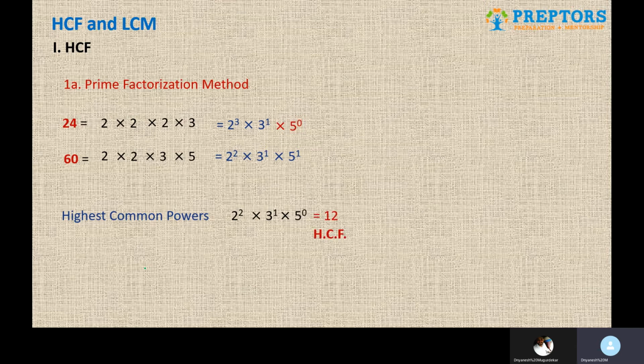So highest common power. First step, prime factorize your numbers. Once you prime factorize, the second step is take highest common powers and you will have your answer. So again, the HCF of 24 and 60 is 12. This is the second approach, which is prime factorization. The third and last approach to figure out HCF is slightly unique, which we have never come across before, which is called the division method.